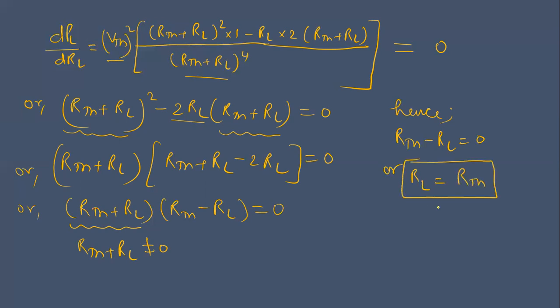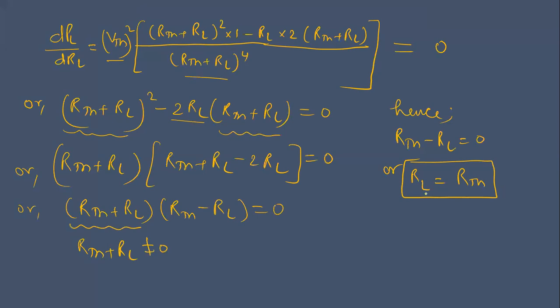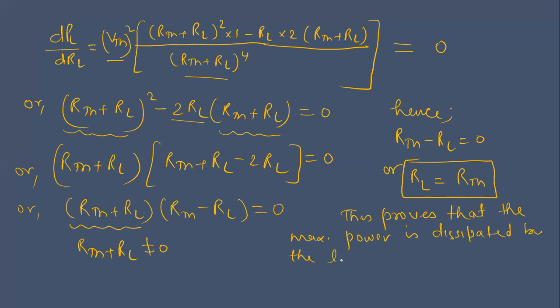Now, if you see this equation, this is proving the condition which we took, the condition for maxima, where we kept the first derivative of the load power dissipated by the load with respect to RL equal to 0. By doing so, we have reached the solution that RL is equal to RTH. So this proves that the maximum power is dissipated by the load when RL is equal to RTH. So this is the condition for the maximum power transfer theorem.